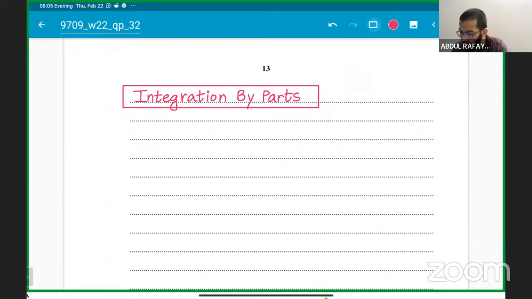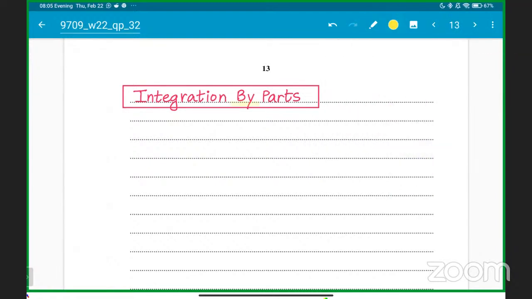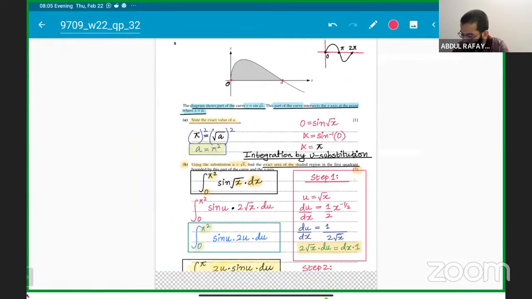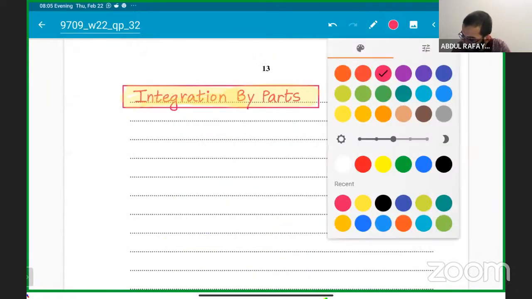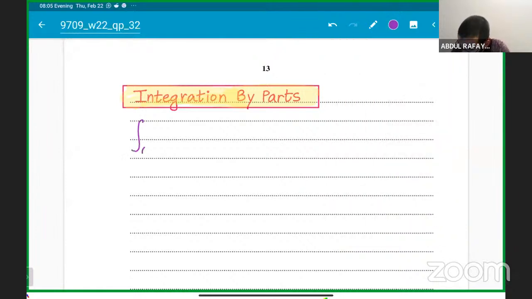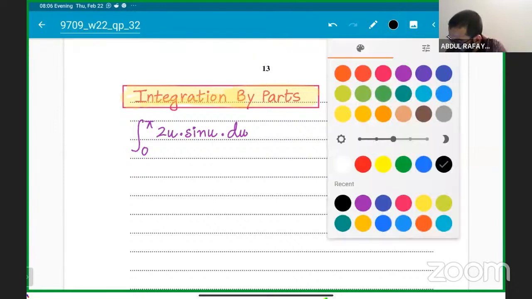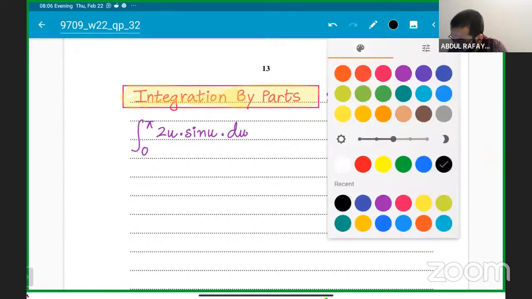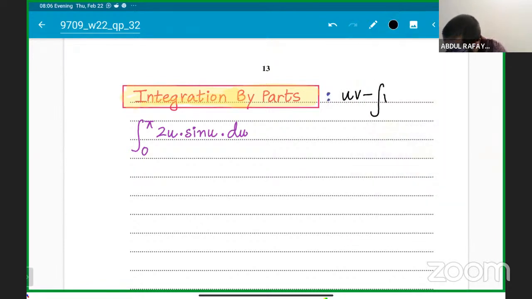So this is very important, it should be crystal clear. Now the problem is we already have u because it's integration by substitution. Let me write the question again here: integral from 0 to pi of 2u sine u du. What is the formula of integration by parts? It is basically uv minus the integral of v du, right? Getting this clear?